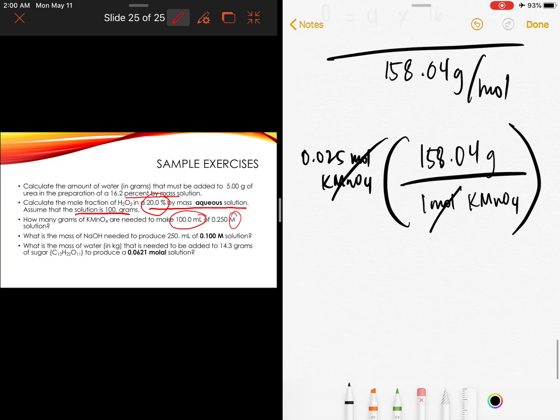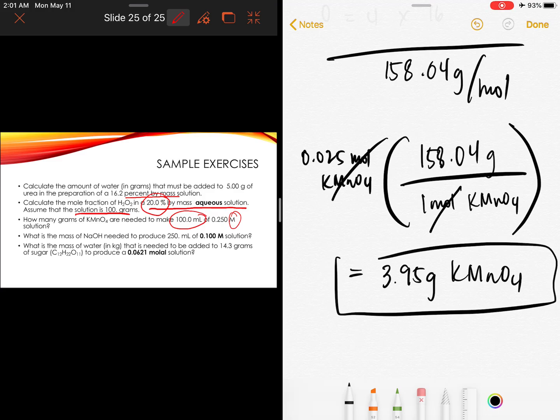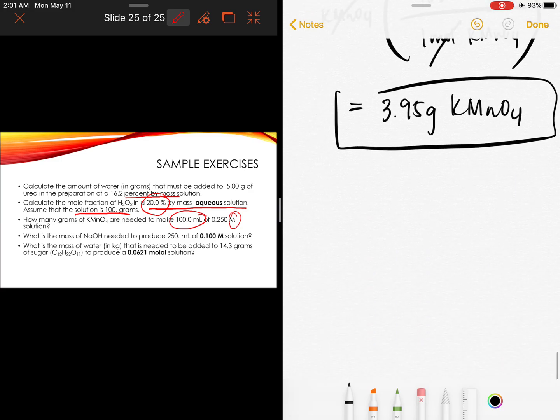158.04 grams. So the grams of potassium permanganate is equal now to 0.025 times 158.04. That is 3.95 grams of potassium permanganate. So in order to prepare a 100 ml of 0.250 molar solution, you have to dissolve 3.95 grams of potassium permanganate. Very easy. Now the next problem is just the same as this problem. So let's try answering that one.